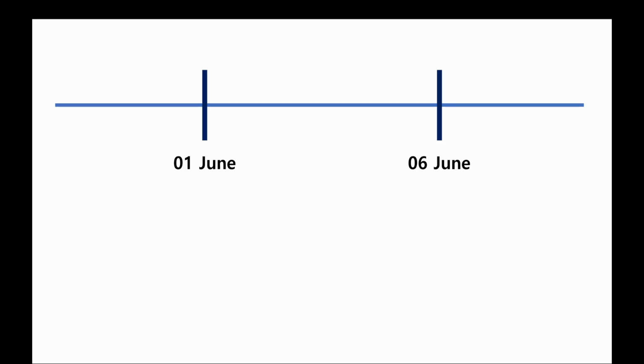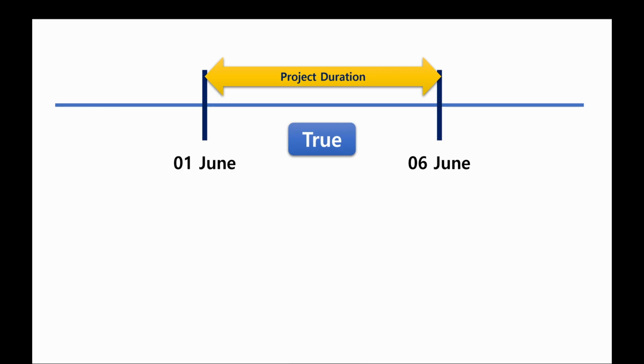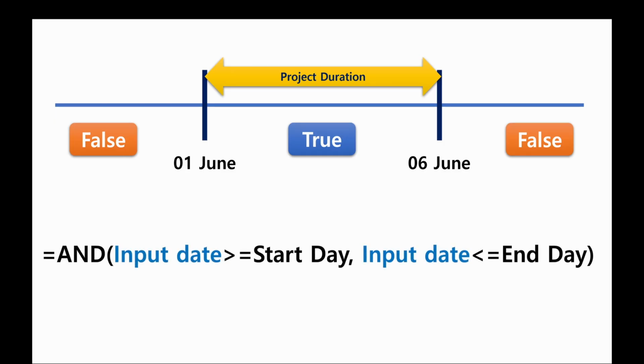Let's move on to the AND function. For example, we have this time range. Let's call it the project duration. If a date is inside of this period, we call it true. If not, we call it false. If we use the AND function, we can put it like that.